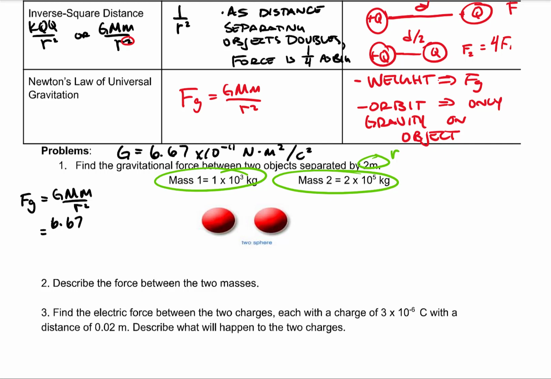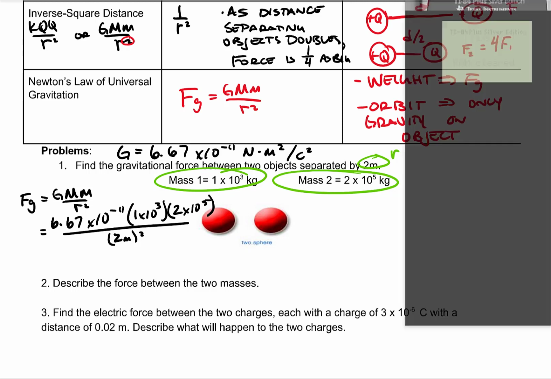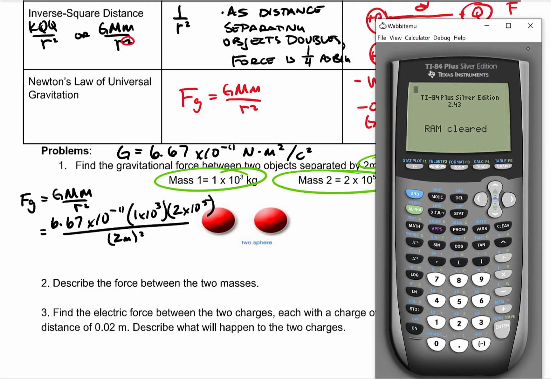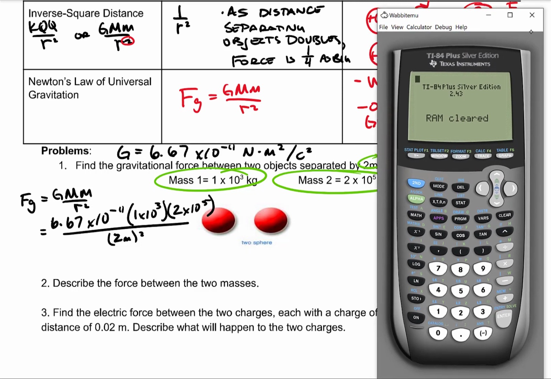So plugging all that in, 6.67 times 10 to the negative 11th times one mass, 1 times 10 to the third, times another mass, 2 times 10 to the fifth, divided by the distance separating them, 2 meters, and then that has to be squared. If we're going to put that into our calculator, throw that in there.